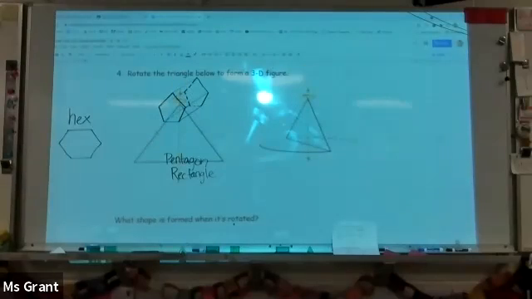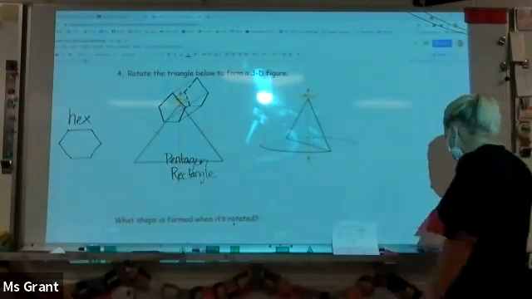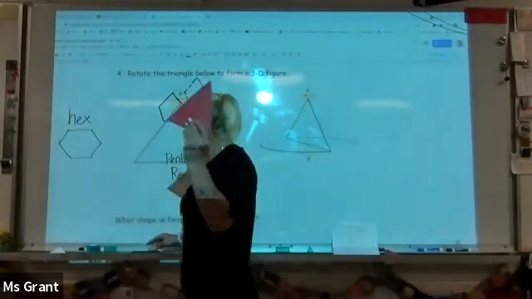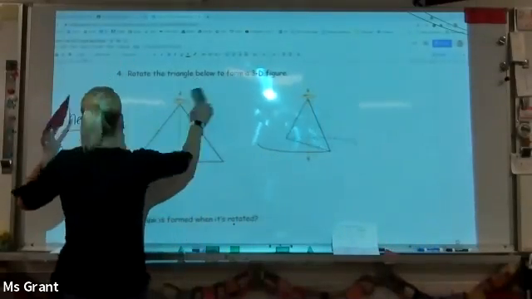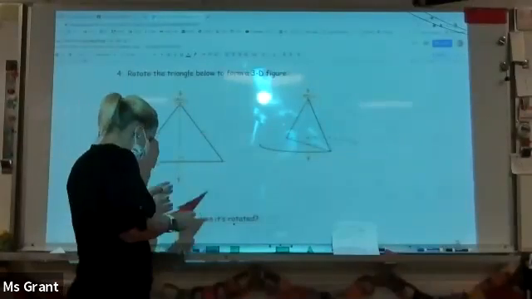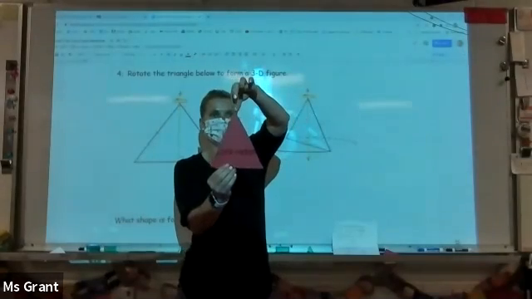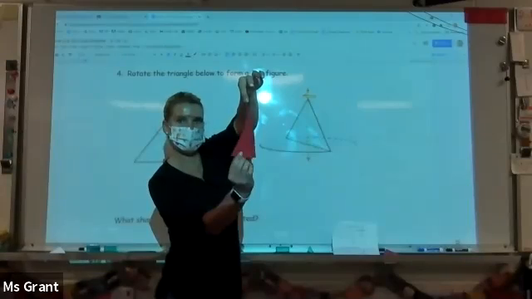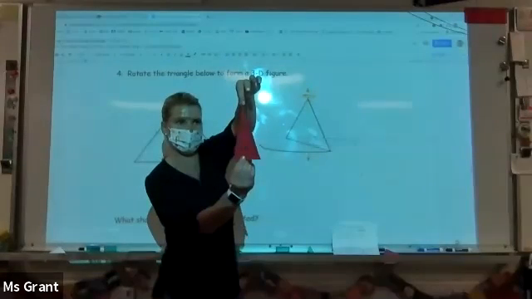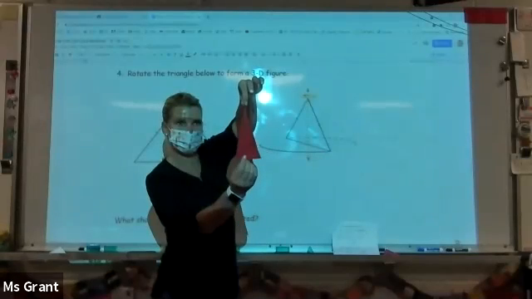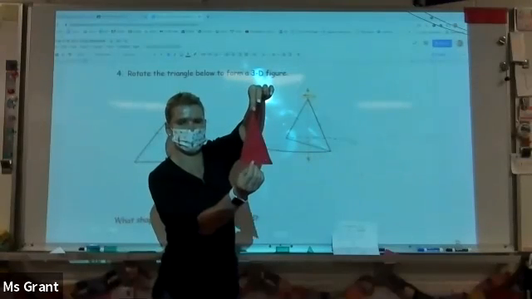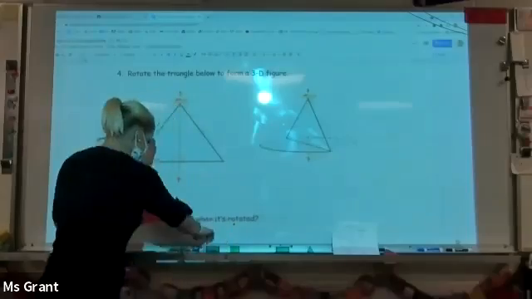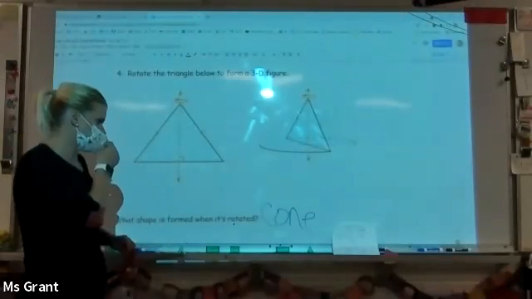The last thing I want to show you is just playing around with shapes. If I have a triangle, and I rotated my triangle, I created a 3-dimensional figure. What shape am I forming right now? Cone? You guys on Zoom, is it a cone? A cone. Yep, cone. Good, good.